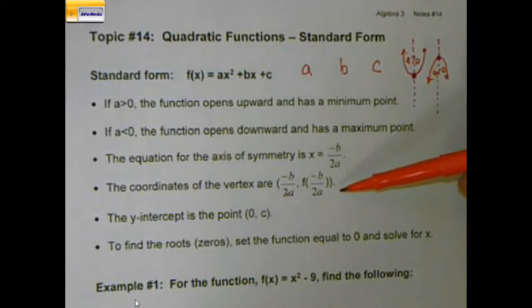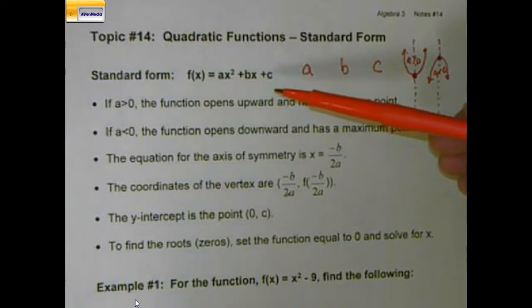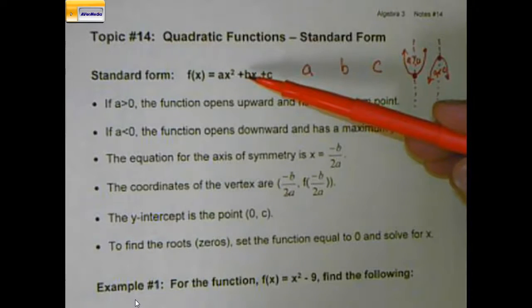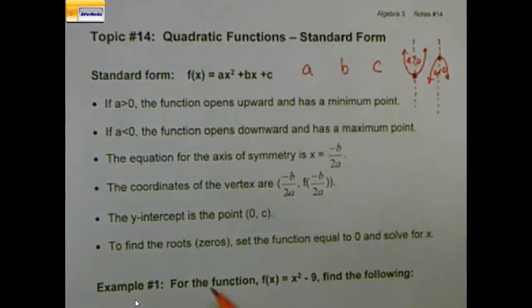Next, the c value tells you where the parabola crosses the y-axis. And then last, which we did on our last homework, you're factoring the quadratic equation ax squared plus bx plus c, and you're solving for the roots of the equation.